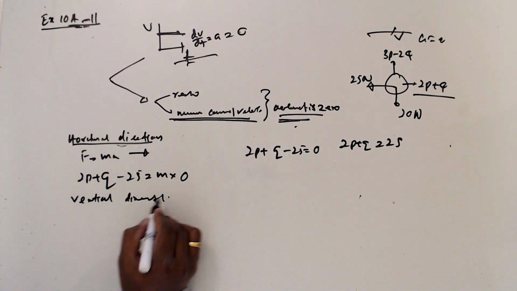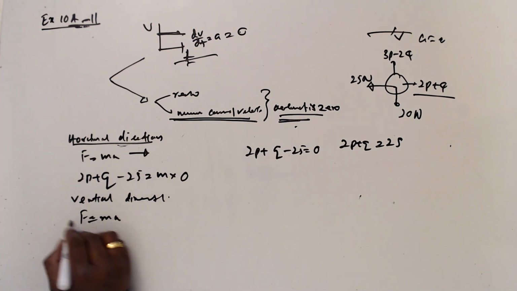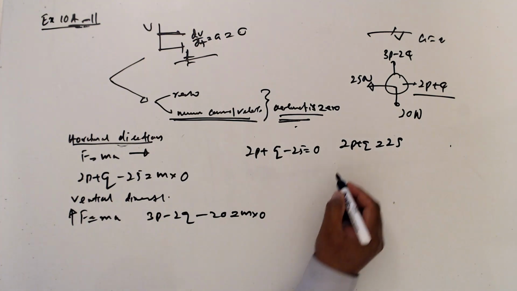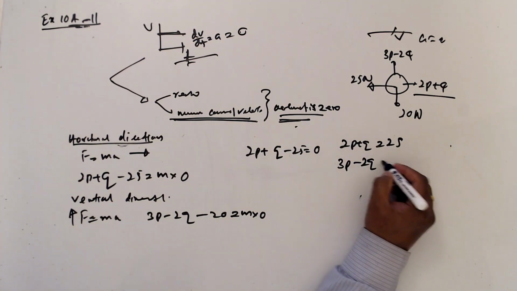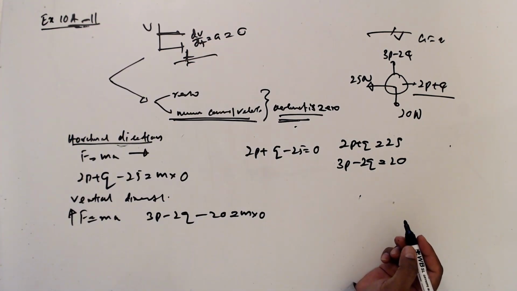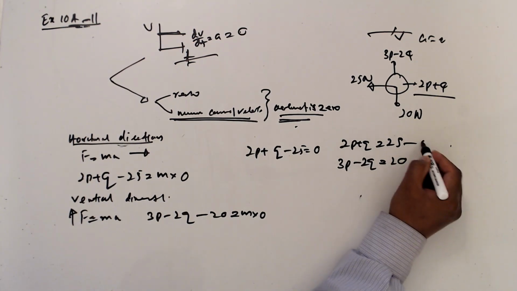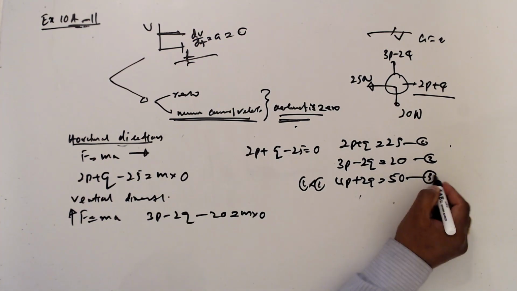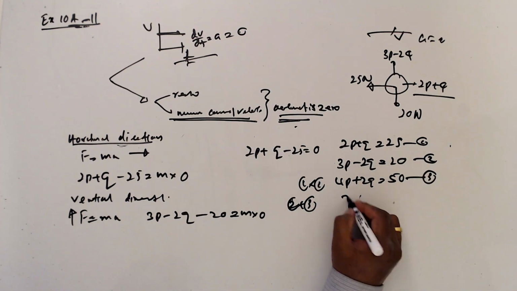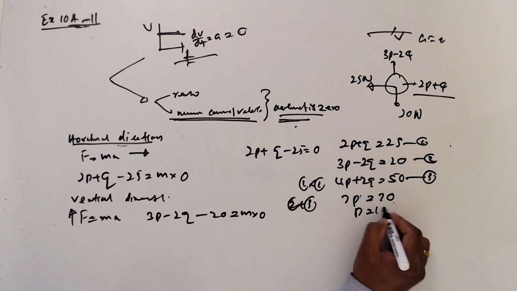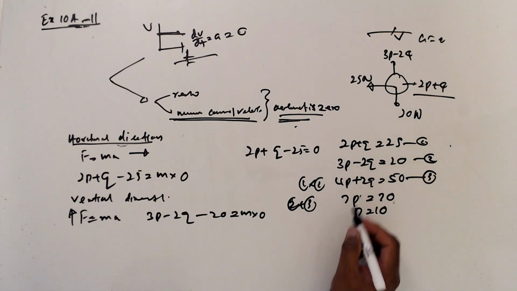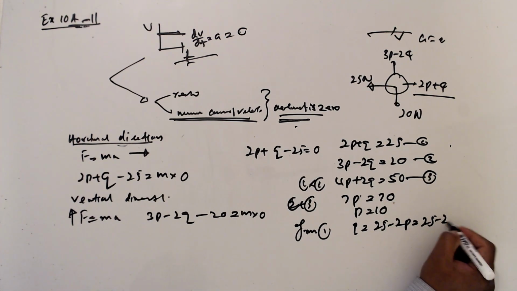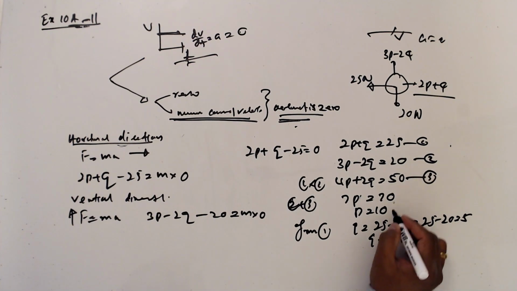Now the vertical direction. F equals ma, I'll put this as positive. Then 3p minus 2q minus 20 equals m times 0. Then 3p minus 2q equals 20. Now this is a simultaneous equation. So I'll multiply the first by 2. This is 4p plus 2q equals 50. This is the second one, I'll add 2 plus 3, then 7p equals 70, the q cancels out, p equals 10. When p equals 10, from the first, q equals 25 minus 2p, 25 minus 20, which is 5, q equals 5 newton.